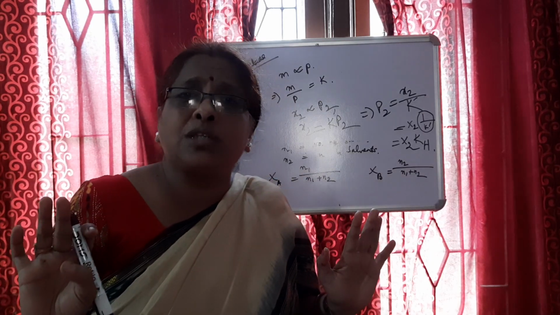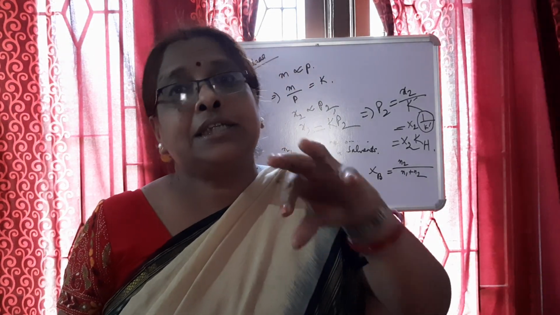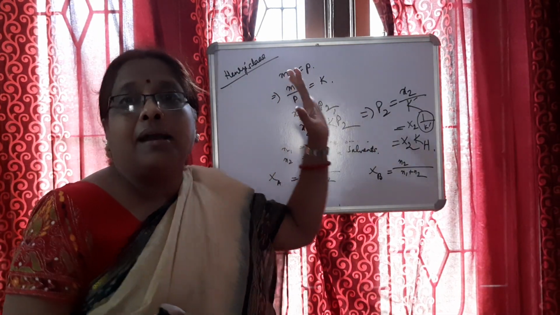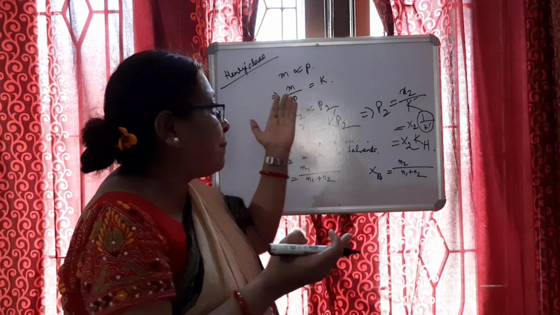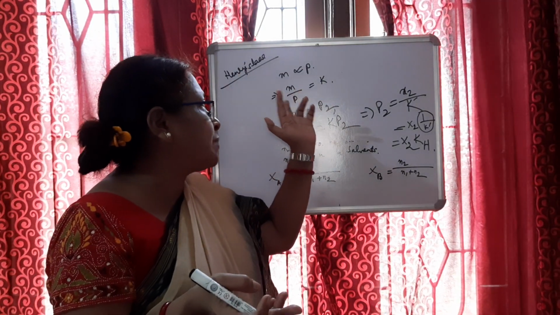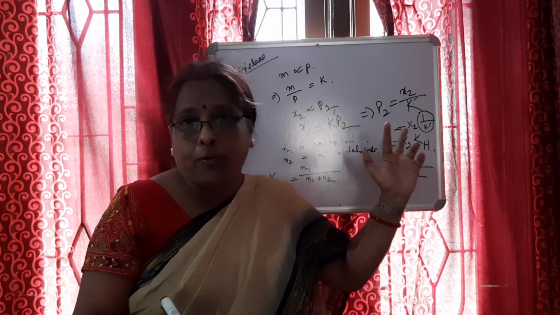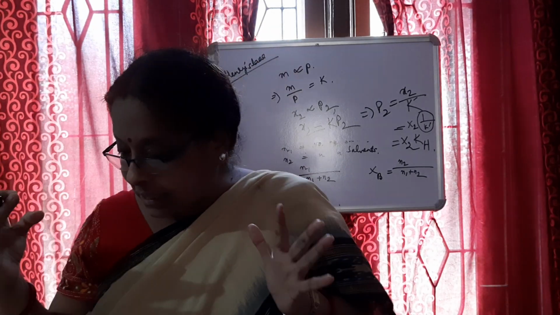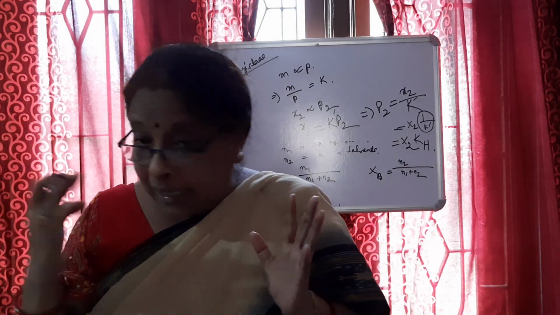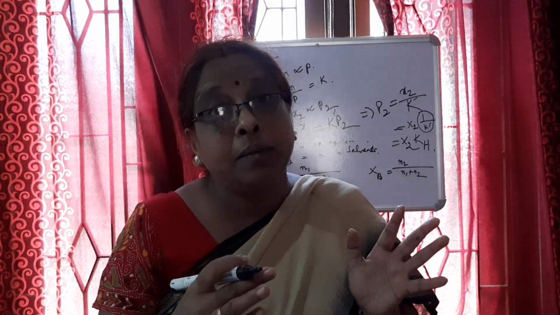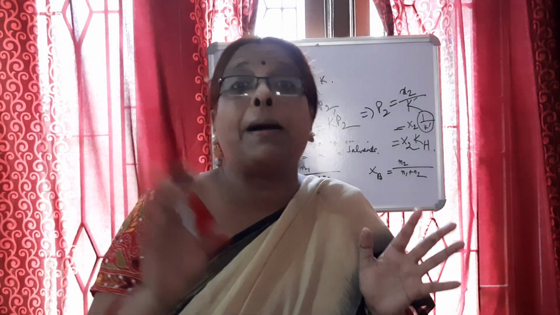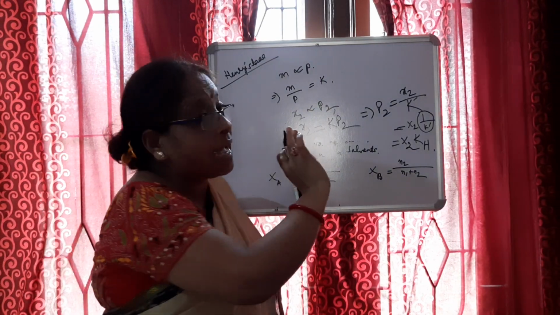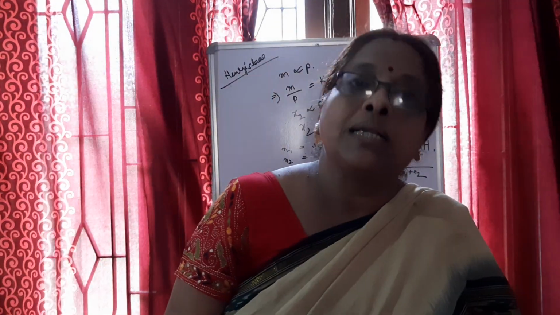What have we understood from Henry's law? When a single gas dissolves, M is directly proportional to P, or M by P is equal to K, where M is the mass of a gas, P is pressure, and K is the constant of proportionality. But whenever a large number of gases are dissolved in a given liquid, Henry's law is applicable to each of them separately, and in such a case, the mass of each gas is directly proportional to its partial pressure.